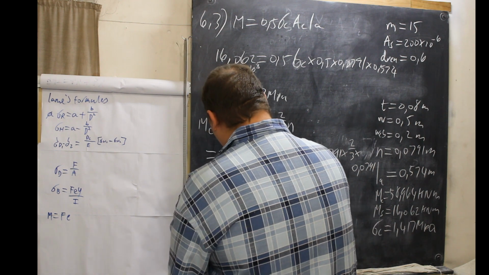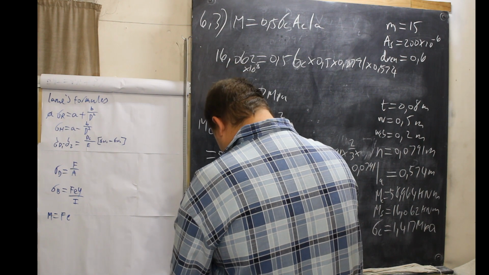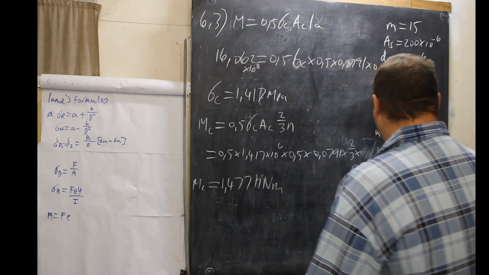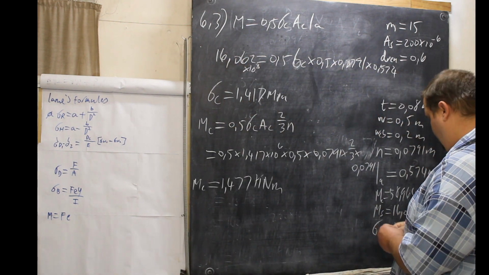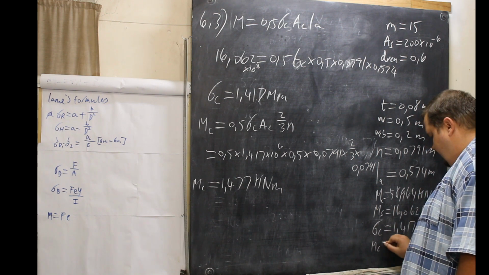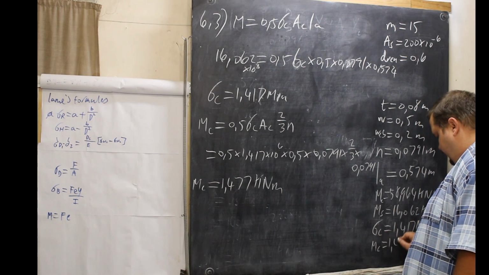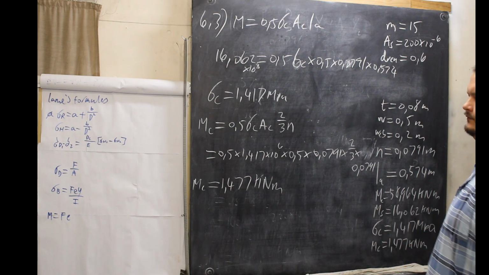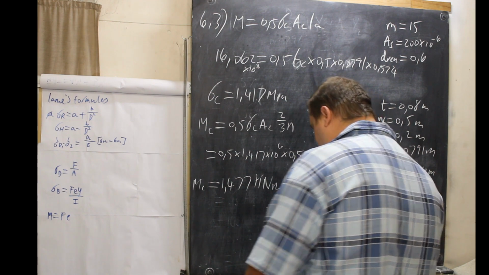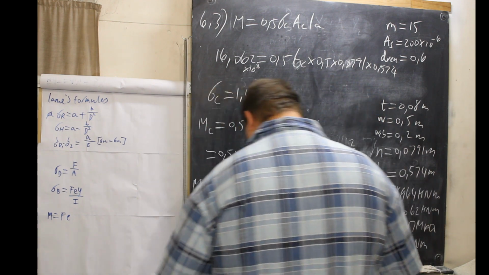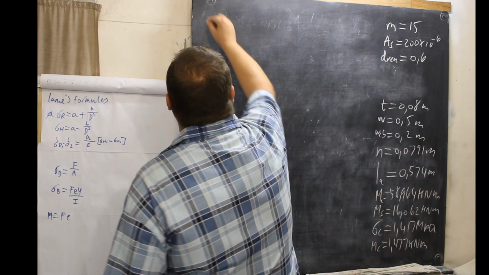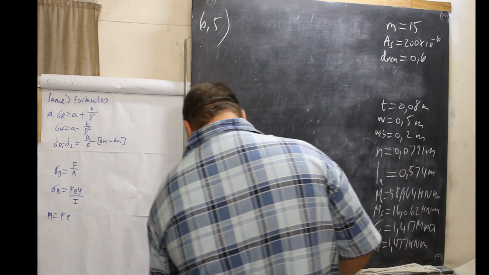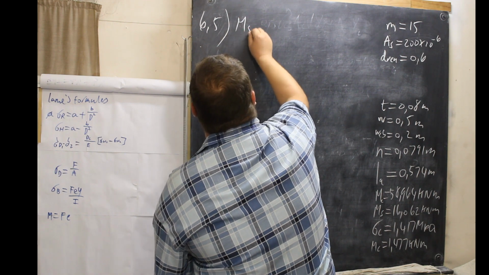MC equals 1,477 kilonewton meters. That was 6,4. Now we're doing the last question, which is 6,5. Now we are left with MS.